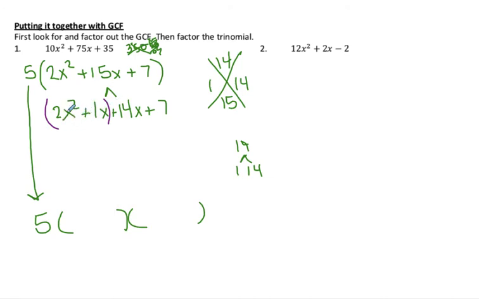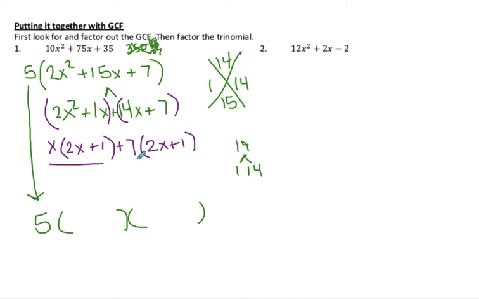All right, so 2x squared and 1x. 2 and 1 don't have anything other than 1 in common, so I'll just take out the x, leaving me 2x plus 1 plus 14 and 7. I can take a 7 out of both of those, leaving me with the same 2x plus 1.